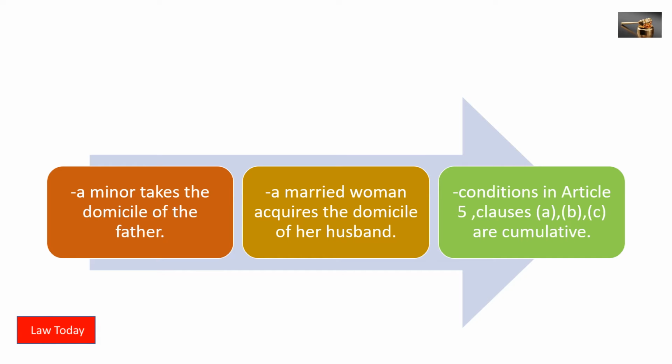In India, a minor takes the domicile of his father and a married woman acquires her husband's domicile. The conditions in clauses A, B, C of Article 5 are not cumulative but alternative. That means a person to acquire citizenship under Article 5 has to satisfy any of the conditions and not all the conditions.